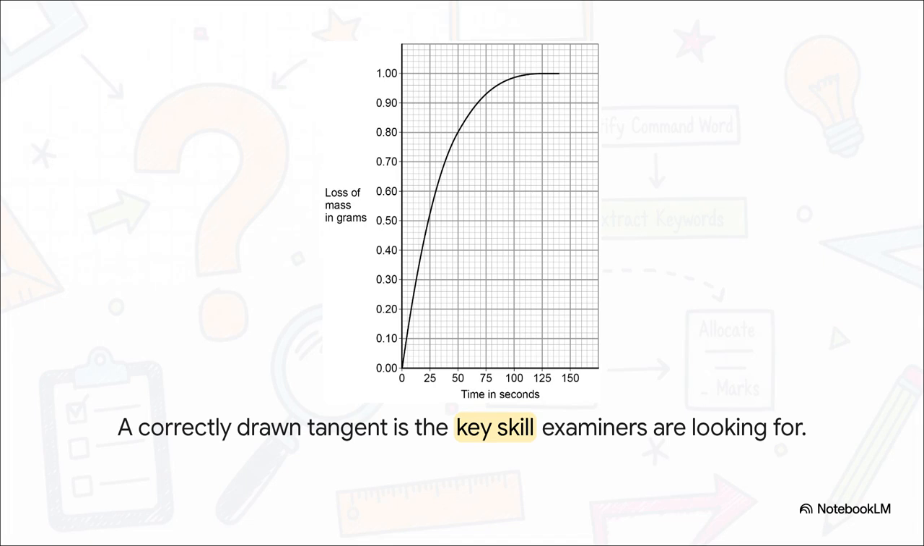Now, this is absolutely crucial. This is what your working should look like, right there on the graph itself. You find 0.95 on the y-axis, go across to the curve, and draw a perfectly straight line that just kisses the curve at that single point. That's your tangent. Then, and this is the pro move, you draw a massive triangle using your tangent. The bigger the triangle, the more accurate your gradient will be. You have to show this working to get the marks.